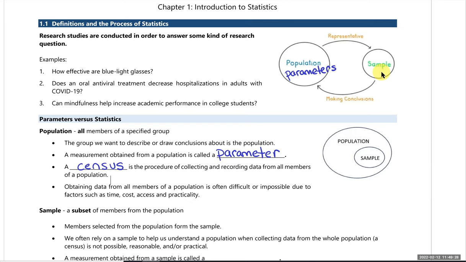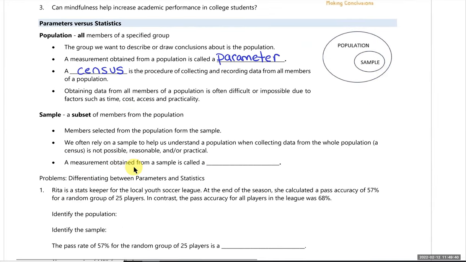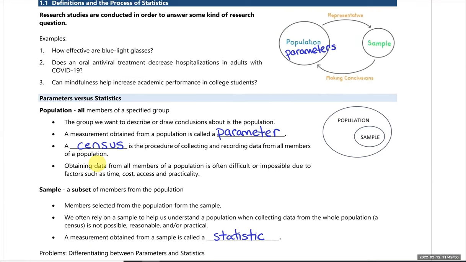All right, but that's the goal. Try to take a sample that represents your population and draw a conclusion based on that. Now, when you take your sample and describe the sample, it's not called a parameter because parameters describe your whole population. If we only rely on a sample, that number is called a statistic. So if we only use a sample, those values that describe samples are called statistics.